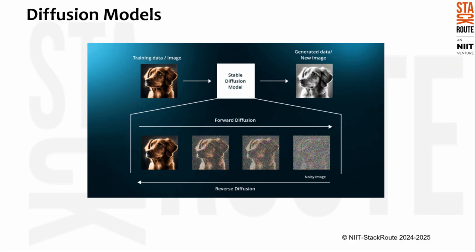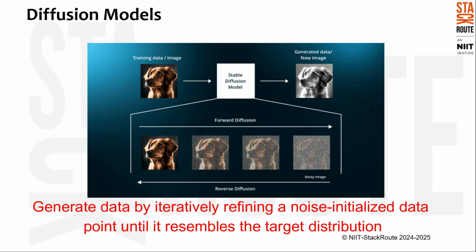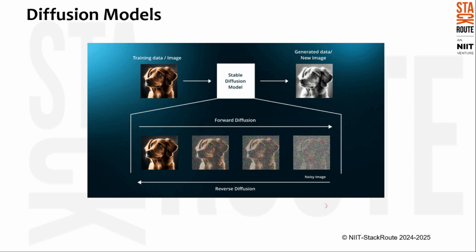Lastly, we have diffusion models. These models generate data by iteratively refining a noise-initialized data point until it resembles the target distribution. Think of it like starting with a blurry image and gradually refining it until it becomes clear, as shown on the screen. Diffusion models start with random noise and refine it through a series of steps, reducing the noise each time to get closer to the desired outcome.